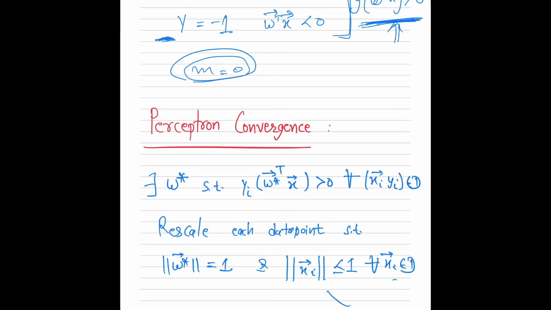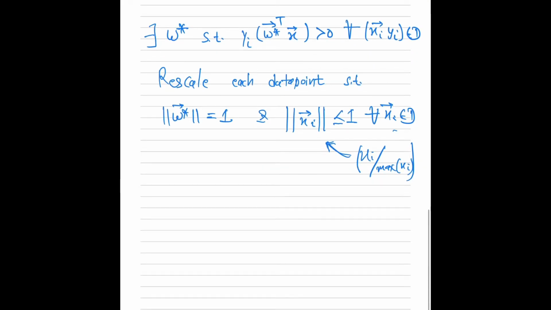So how will we achieve this? We pick any xi and divide it by the maximum norm of the data points. The point which is maximum in our data set divides each of our data points, and that will obviously give us the less than or equal to 1 condition for xi. And so there is this vector w star, and after each update our w becomes closer to w star.